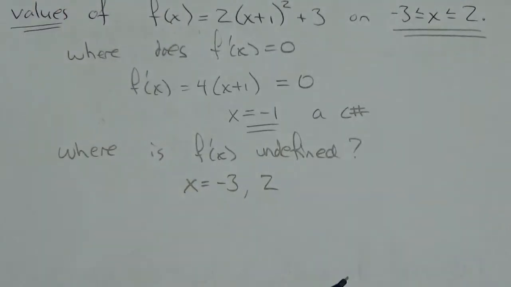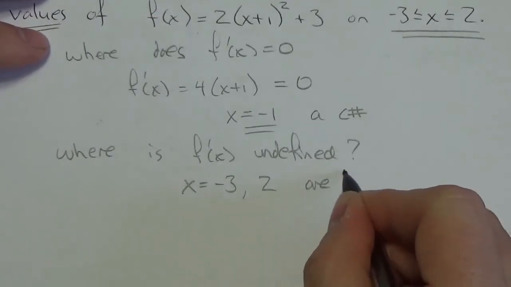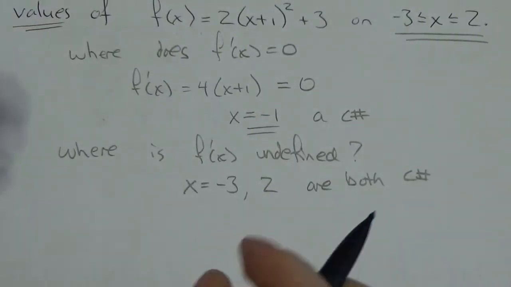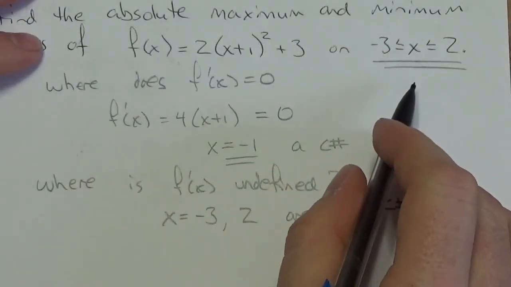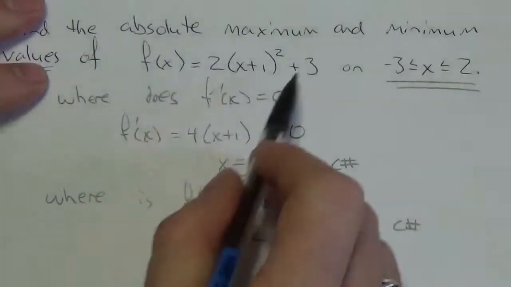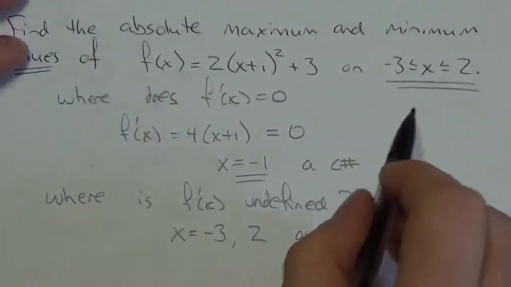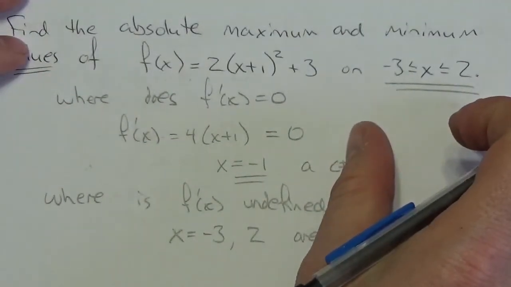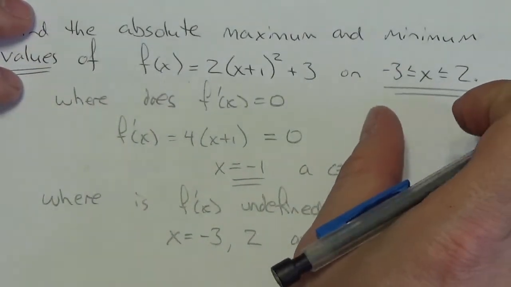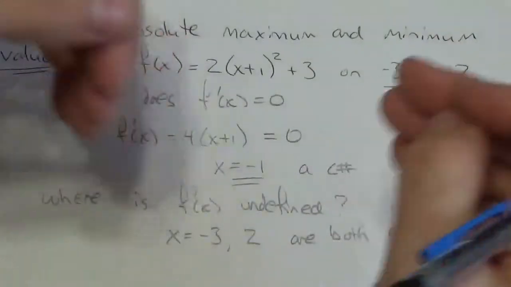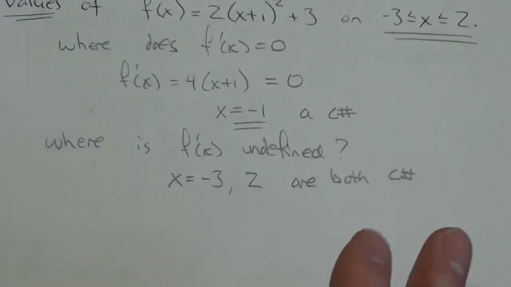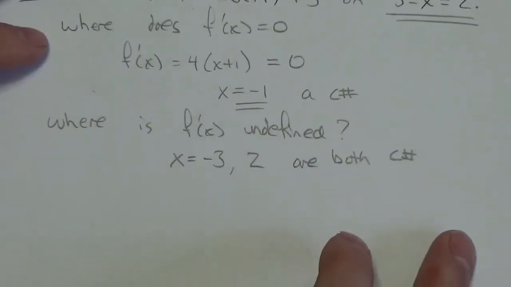-3 and 2 are both critical numbers because they are clearly in the domain of the function, and yet the derivative is undefined there. Not because of the function, but because of the domain that's been imposed on it. I cannot define a derivative at the values -3 and 2 because the function doesn't exist beyond those. Okay? So just so that you got that clear in your head here. So I've got 3 critical numbers here.